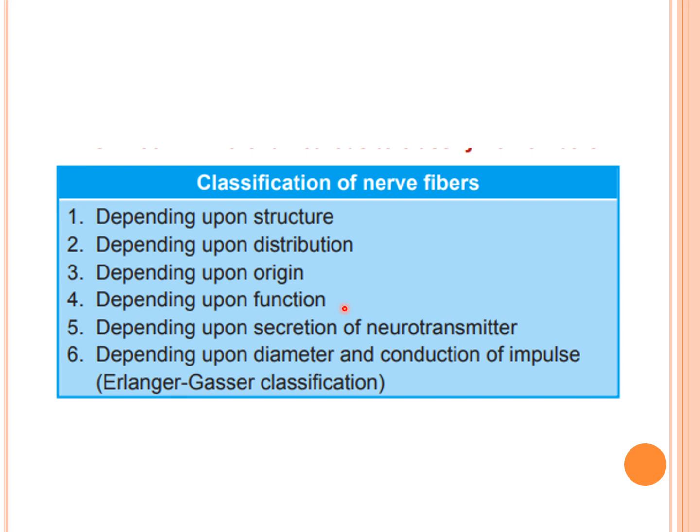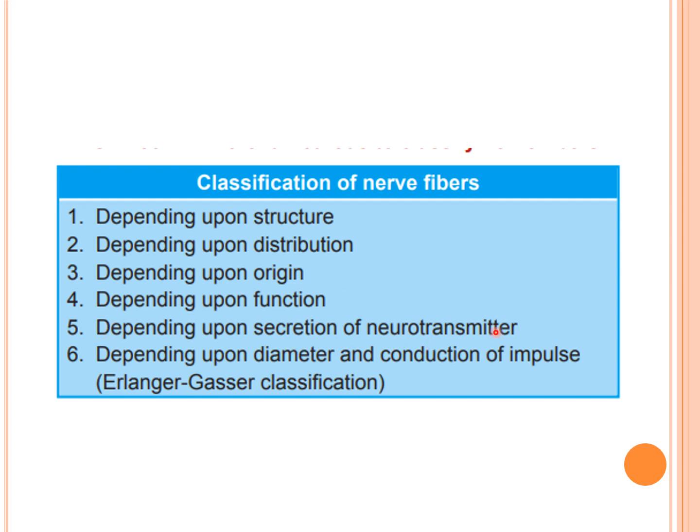the center to the periphery, which may be an effector organ, which may be the skin or the muscle or the gland. So depending upon the function, they are classified as sensory nerve fibers, which are also called afferent nerve fibers, or motor nerve fibers, which are also called efferent nerve fibers.